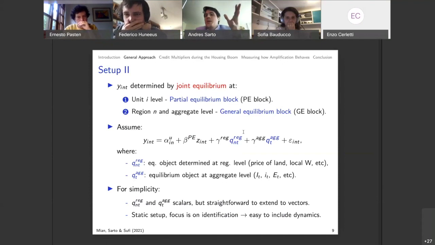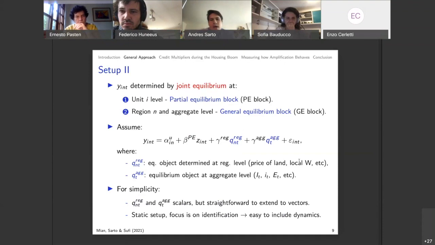These two things could be vectors in general, and nothing would change. And this goes to the grouping thing that I was mentioning before, but to have the simplest possible framework, I'm going to take them to be scalars, and I'm going to abstract from any dynamics. I'm going to focus on identification, and we could add some dynamics and these arguments wouldn't change.